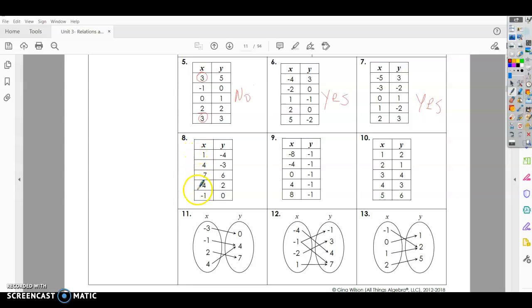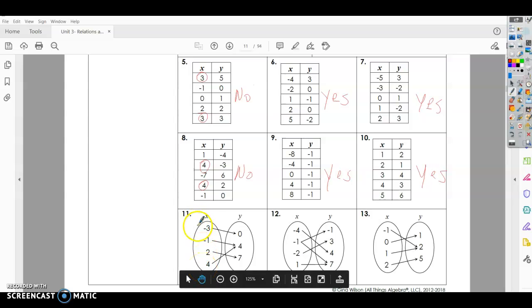1, 4, -7, 4. 4 shows up twice. This one is not a function. -8, -4, 0, 4, 8. Yes, this is a function. 1, 2, 3, 4, 5. Yes, that's a function. The next one is in a mapping diagram. So you've got -3, -1, 2, 4. Those all go to one y value, so yes, that's a function.